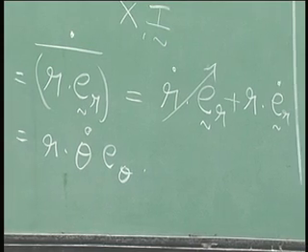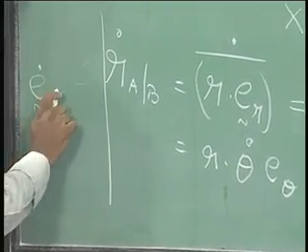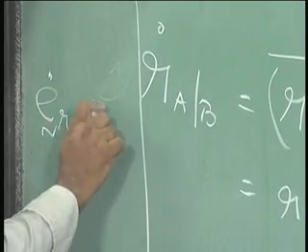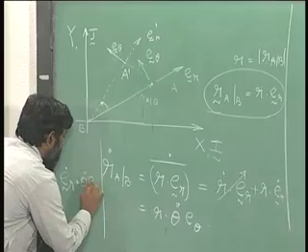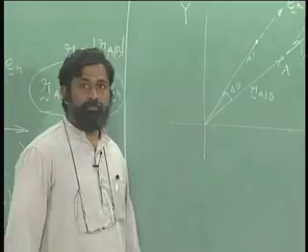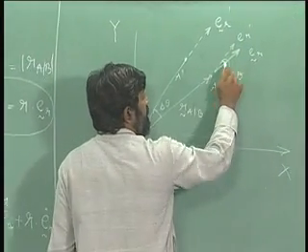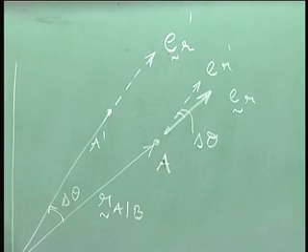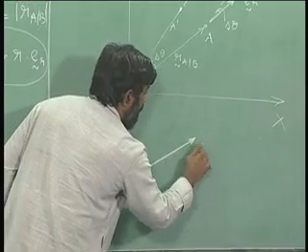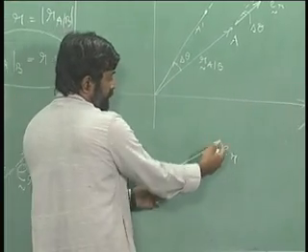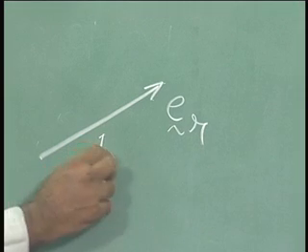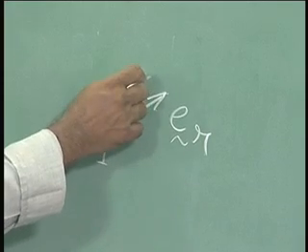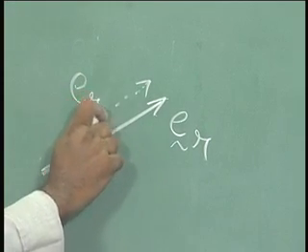Why is it so? Because ER dot, the rate of change of the vector ER, happens to be equal to theta dot E theta. So, we find that this is the way it has moved. So, if I zoom in, I have this as ER. What is the length of this particular vector? It is equal to 1, right. It has now changed its direction to something like this. Let me call this ER prime.